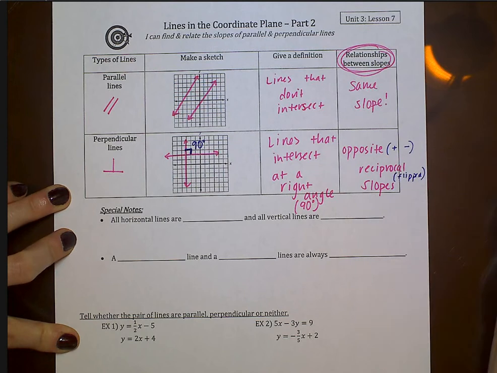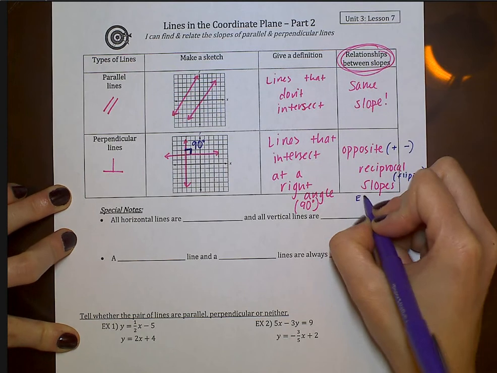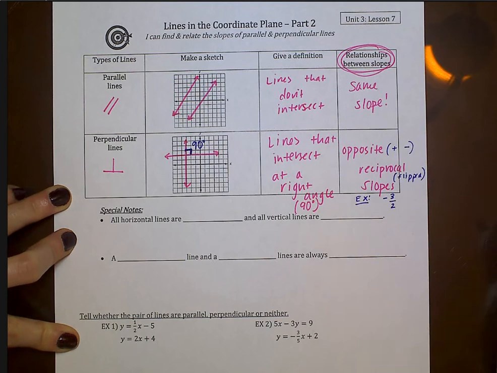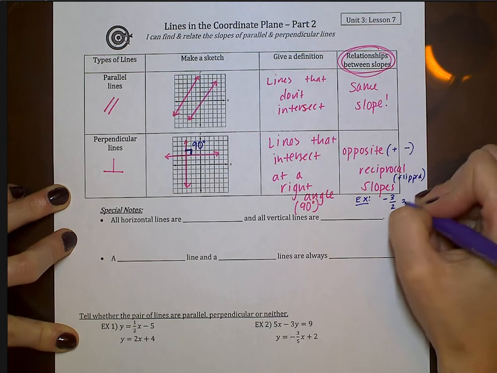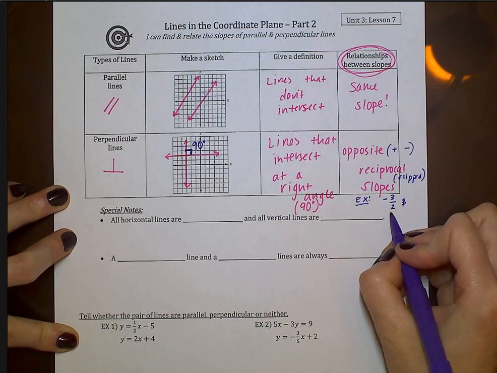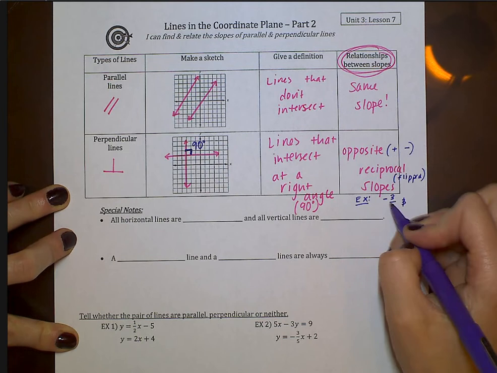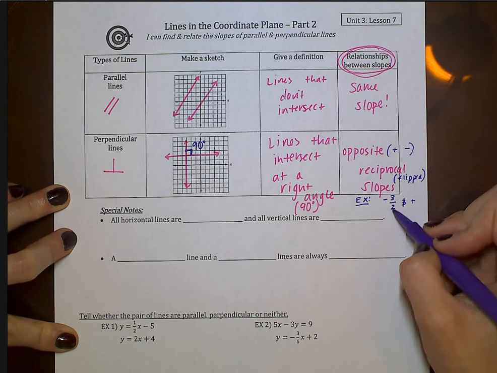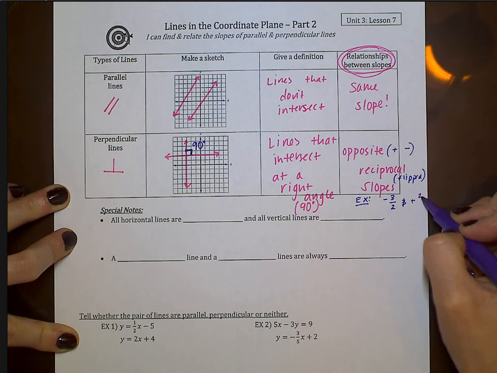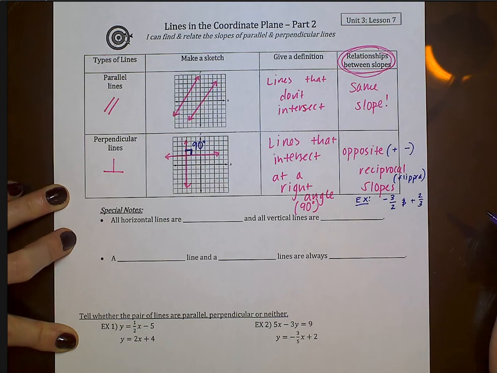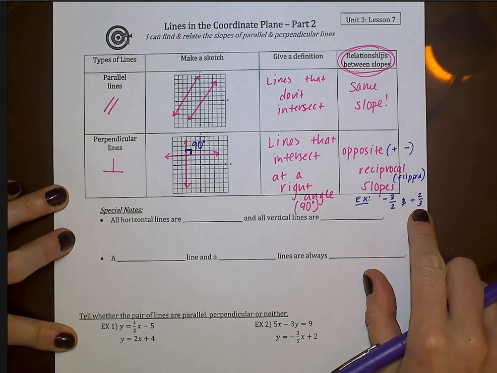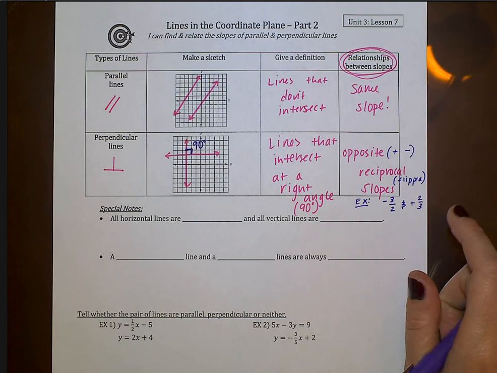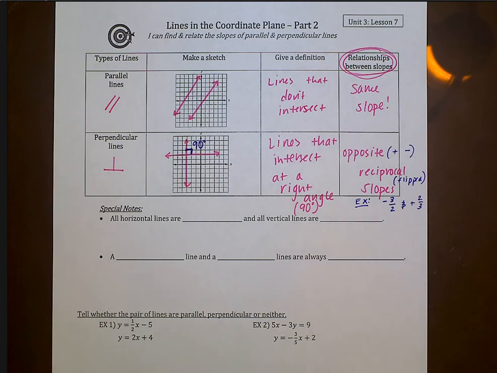So let me give you an example here. Say that one of the lines has a slope of negative 3 over 2. The line perpendicular to that would have the opposite sign. So since this one's negative, this one would be positive. And it would flip this guy, so it would make it 2 over 3. That's the reciprocal. So negative 3 over 2 and positive 2 over 3, those are perpendicular slopes, opposite reciprocals. Okay, that's the big thing to know.